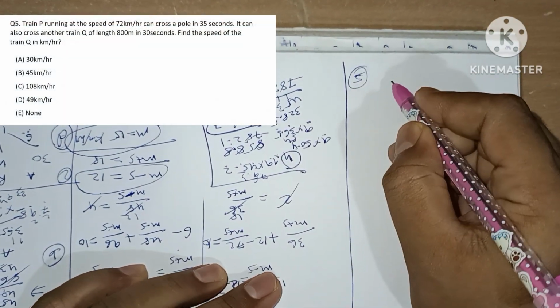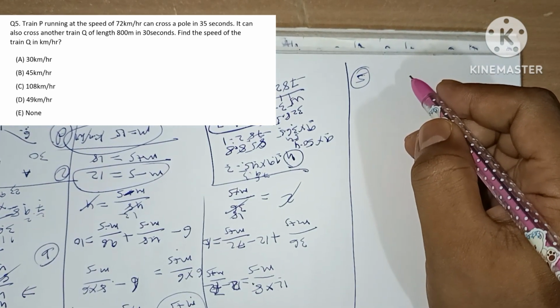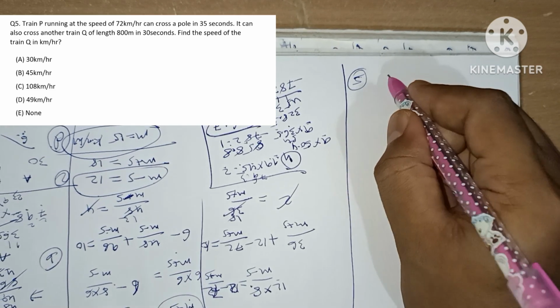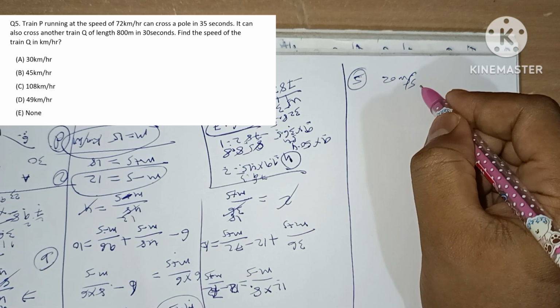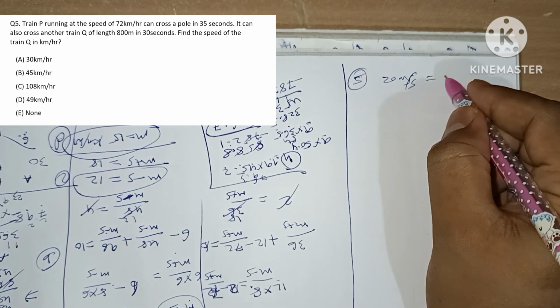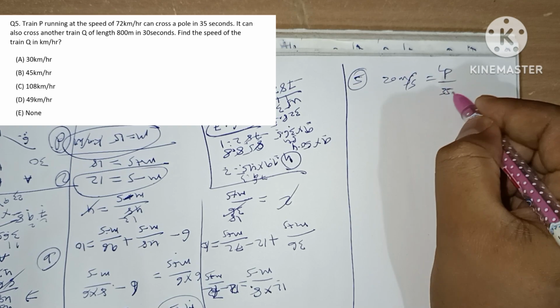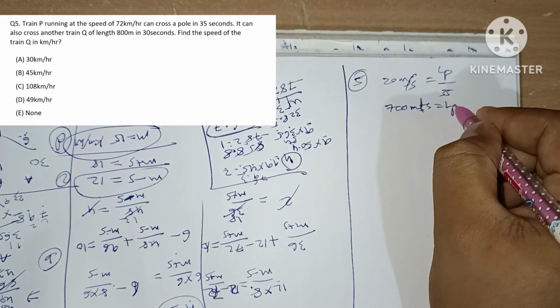Fifth one, train P running at a speed of 72 kilometers per hour. So converting it to meters per second, we get 72 into 5 by 18, 18 4 times, 4 5 times, 20 meters per second. Okay, this is one speed. Crosses a pole in 35 seconds. So length of the train P will be 35 into 20, which will be 700 meters. Will be length of the train P.